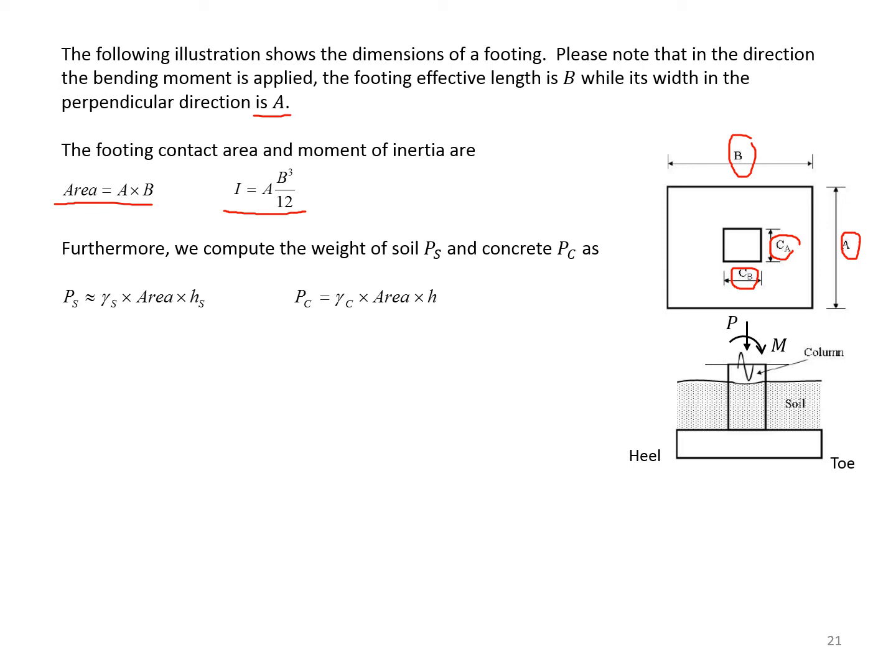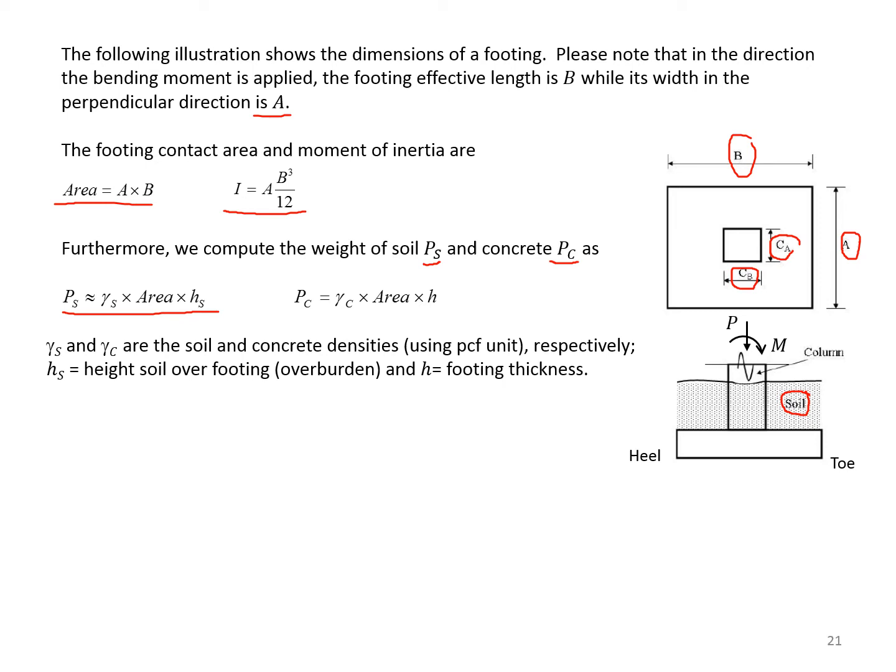Furthermore, we compute the weight of the soil, PS. We're talking about the weight of the soil in here. And the weight of concrete, we call it PC, which is the weight of the footing. PS is gamma S times area times HS. PC is gamma C times area times H. Gamma S and gamma C are the soil and concrete densities using the unit of pounds per cubic foot. HS is the height of the soil over the footing, we call it overburden, and H is the footing thickness.